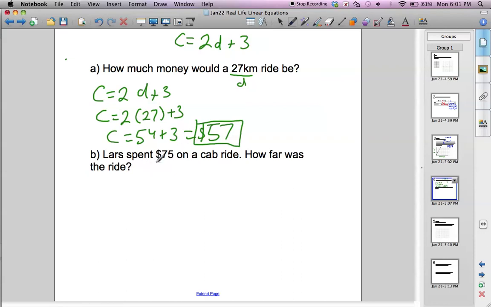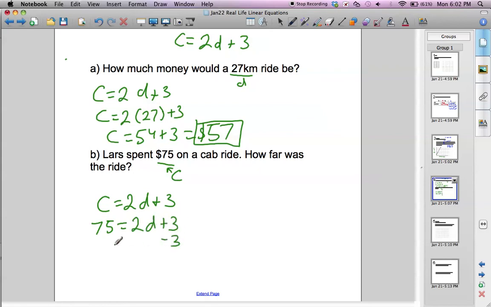In the second question, Lars spent $75 on a taxi ride. This corresponds to the cost. So in our formula, cost equals 2d plus 3, we're going to substitute the value of 75 for the cost, and then solve for the distance.